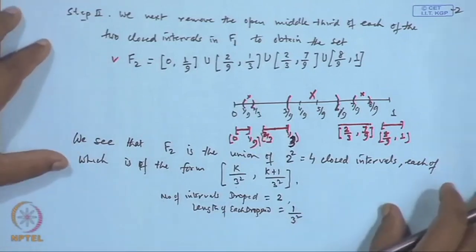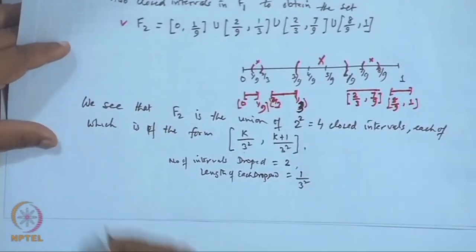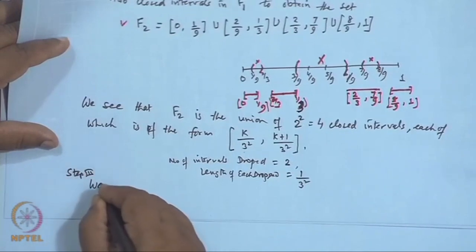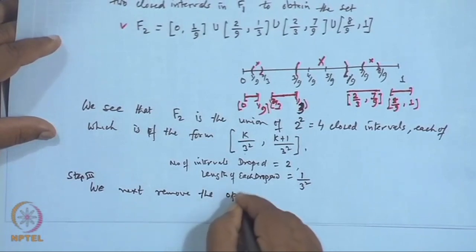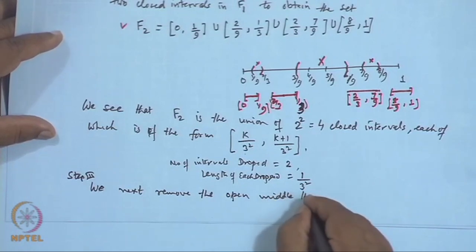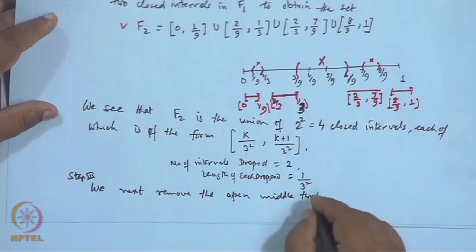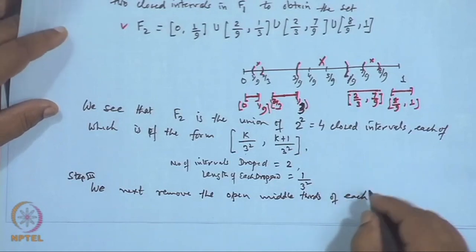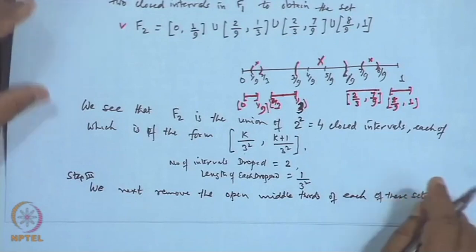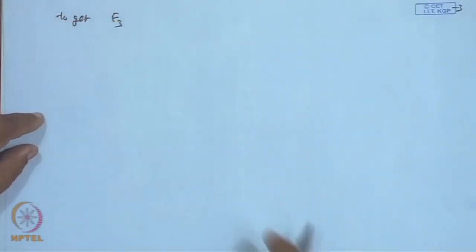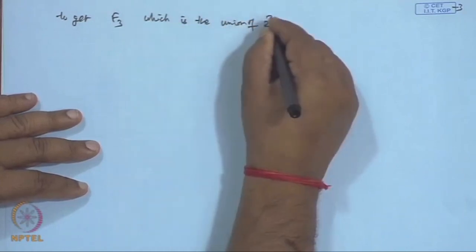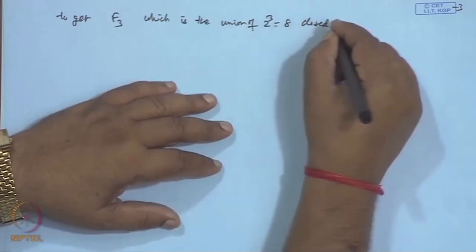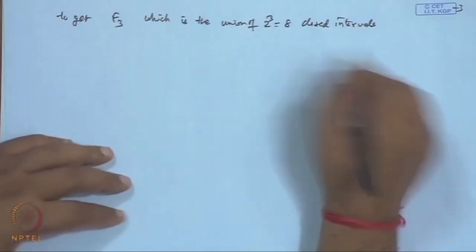So, we continue this way. If we continue this way, then in step three we next remove the open middle thirds of each of these sets to get F3, which is the union of two to the power 3, that is 8 closed intervals, and like this. We continue this way.